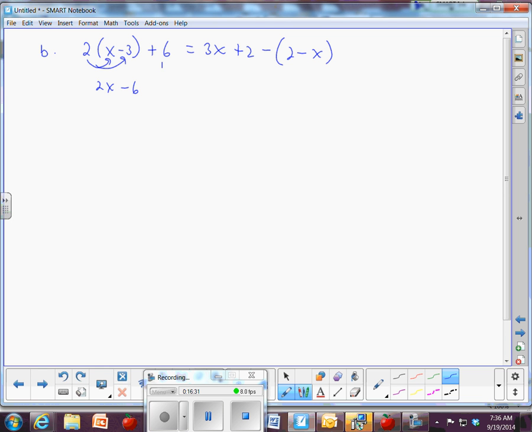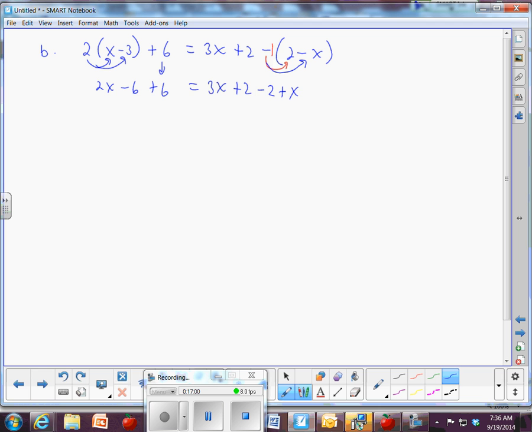All right, continue with what's left on this side. We still have a plus 6 equals 3x plus 2. And remember now we're distributing this negative sign, and it's just like distributing a negative 1, right? So negative 1 times 2 is a negative 2, and negative 1 times a negative 1x is a positive 1x, or positive x. Okay, that's where I'm at right now.